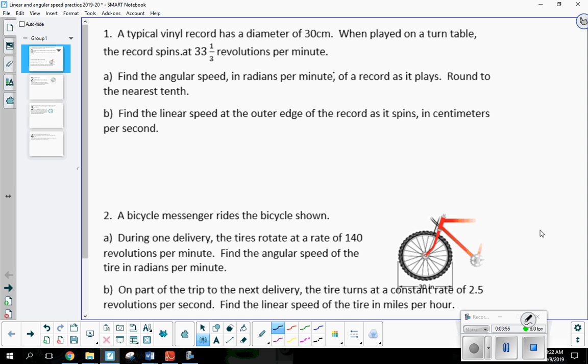A lot of what we're doing are going to be wheels, records, or DVDs, some kind of circle that's going to be rotating at a particular speed. So V represents linear speed, linear velocity. We had a couple of different formulas yesterday.